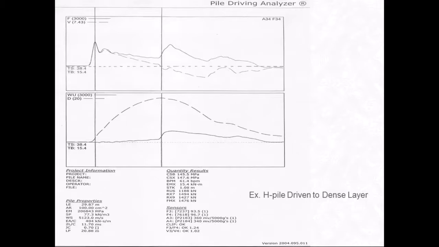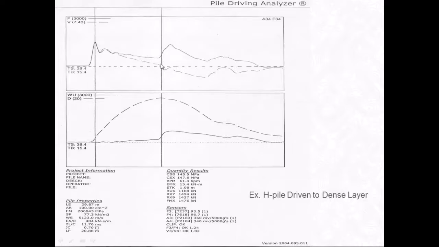So just to run through some examples quick, this was an H pile that was driven into a dense layer. And I say a dense layer because the soil borings didn't go deep enough, so the pile was actually penetrating into some soils that we didn't have any data on. So you can see here, here's the force and velocity record at the top of the pile, where the impact happens.